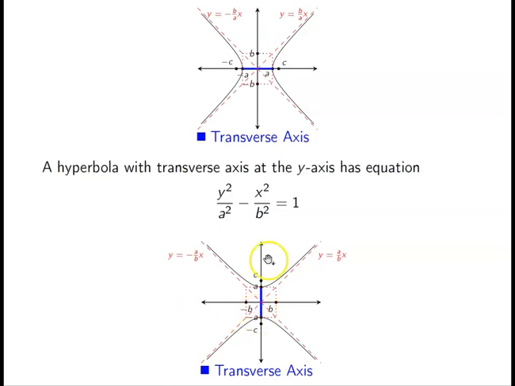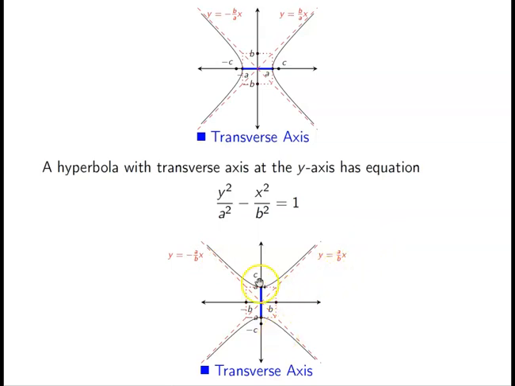Instead of moving left to right, I'm moving up. So I move up a value of A to get to a vertex, down a value of A to get to the vertex, right? Up a value of C and down a value of C. I move to the right B and to the left B, and I can find my slant asymptotes and this central box boundaries just by A and B, right?